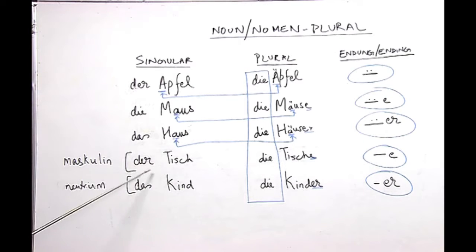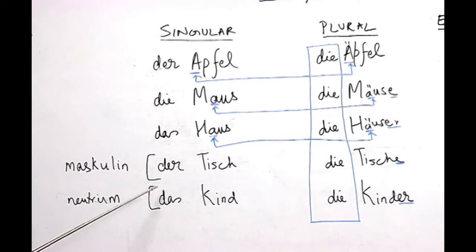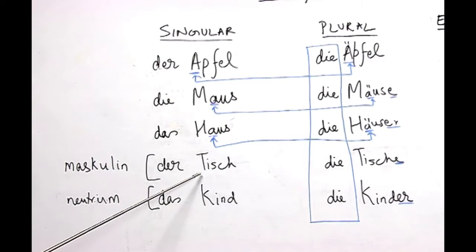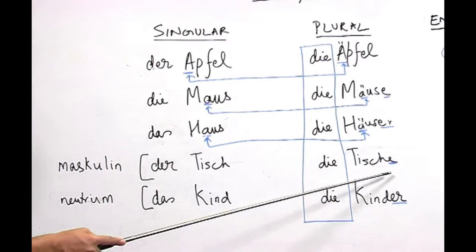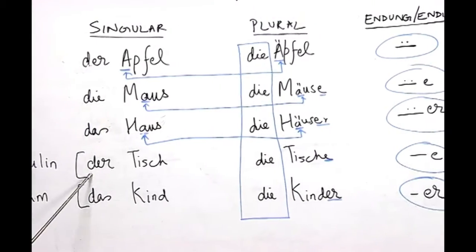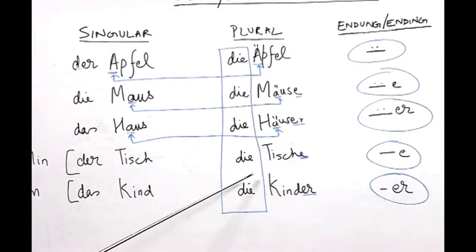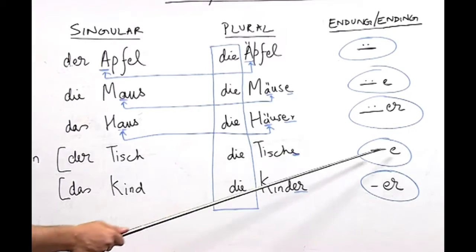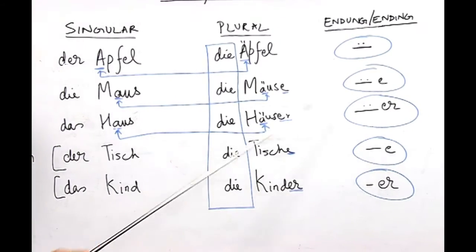Now, look at this noun der Tisch, which means the table. Mostly all the nouns which are masculine follow this pattern where they take an e at the end to make the plural form. So, der Tisch, which means the table, has the plural form die Tische with the addition of e at the end.